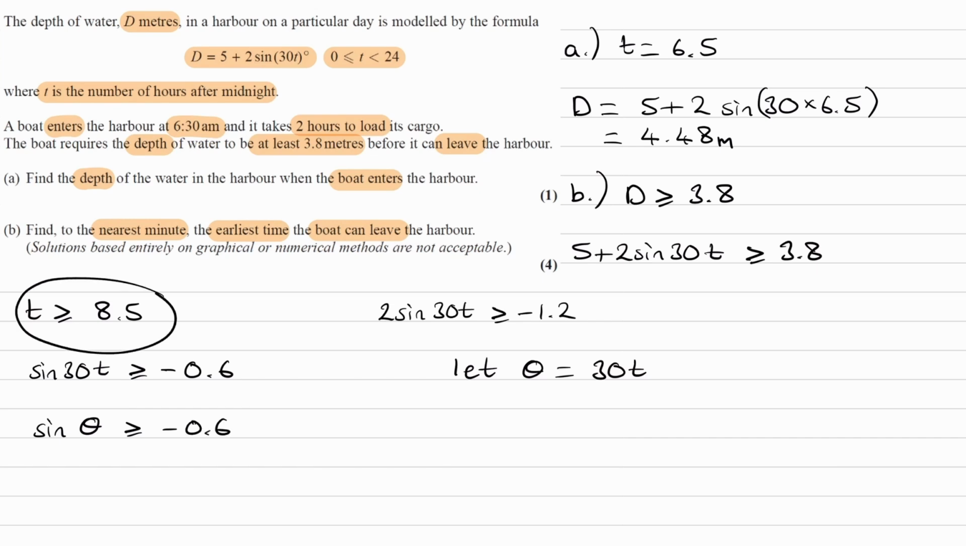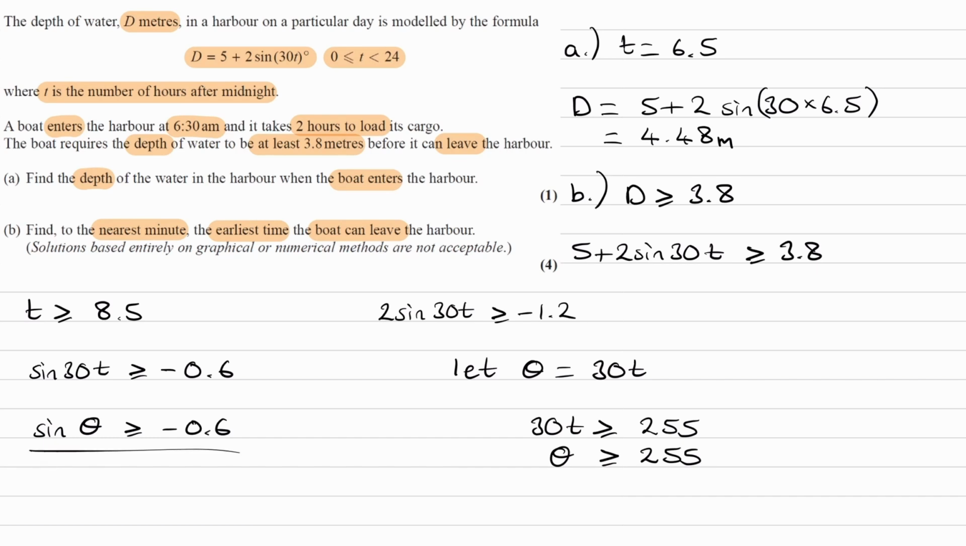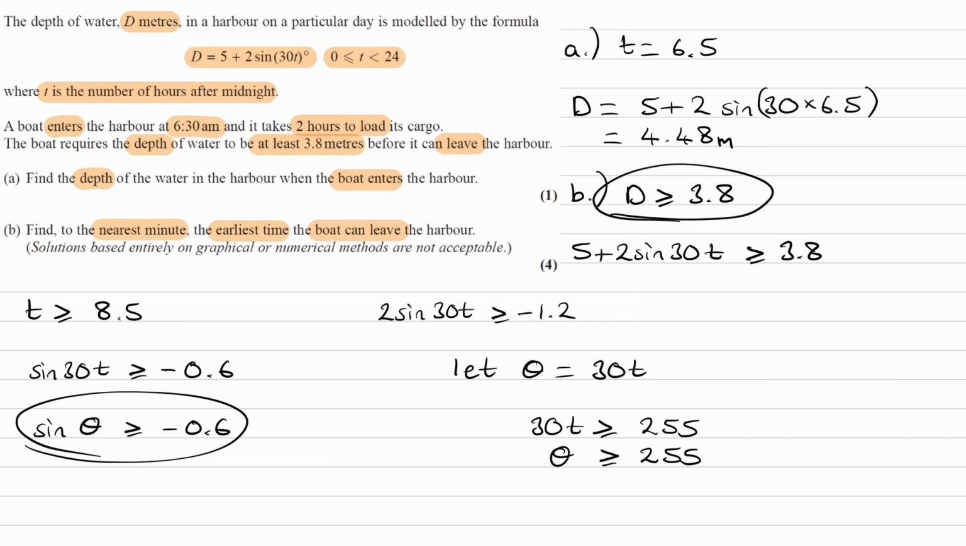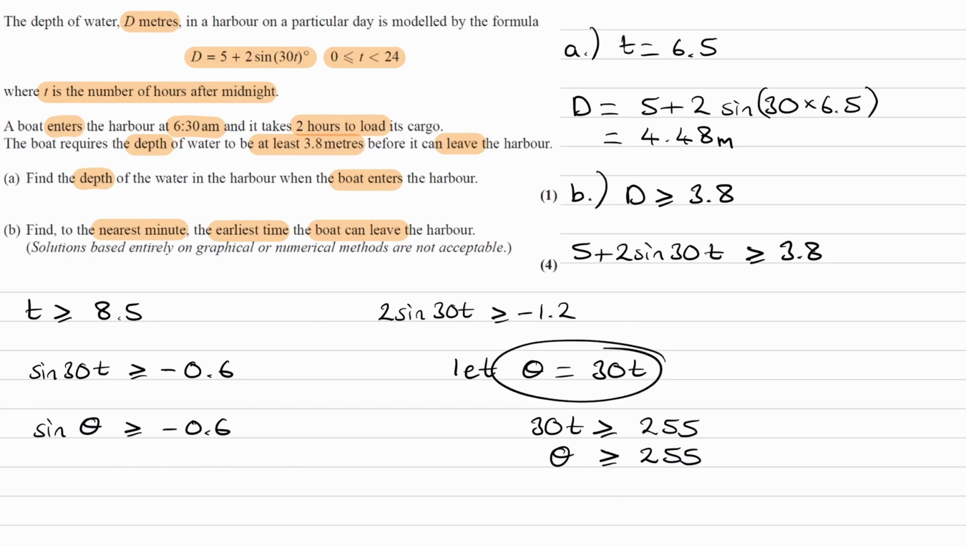We know that t has to be greater than or equal to 8.5. If I times that by 30, 30t needs to be greater than or equal to 30 times 8.5, which is 255. And that's the same thing as theta needs to be greater than or equal to 255. Okay, so our goal now is to solve this inequality for theta has to be greater than or equal to 255. This inequality, when we solve it, we end up with the solutions for time for when the depth is greater than or equal to 3.8. That's how we got that inequality in the first place. So once we've worked out our theta values, we can then use theta is equal to 30t to then convert them into times.